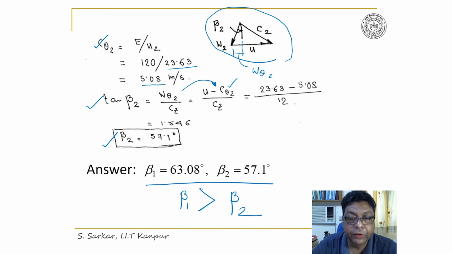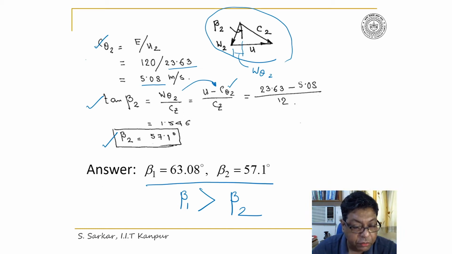Now from the exit velocity triangle, as I have indicated here, this component of W2 is W theta 2. So tan beta 2 would be equal to W theta 2 divided by Cz. Now W theta 2 can be written as U minus C theta 2. So C theta 2 I have calculated just a minute before. So this is 23.63 minus 5.08 divided by 12.